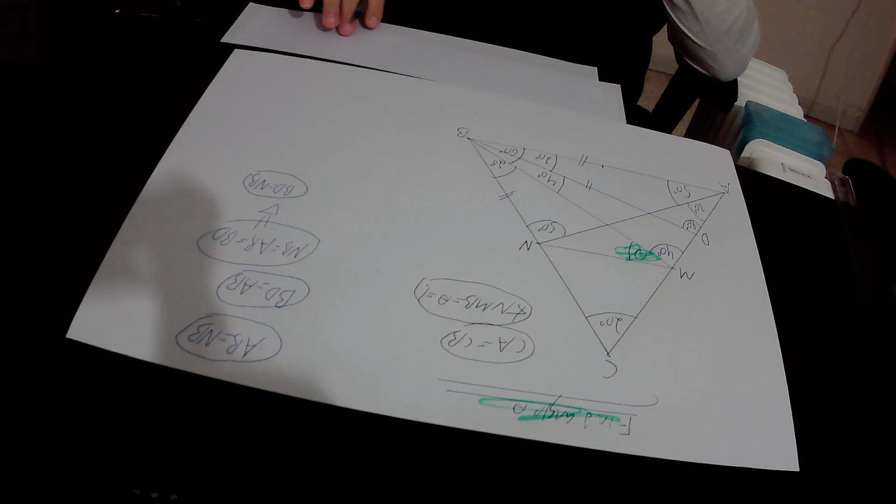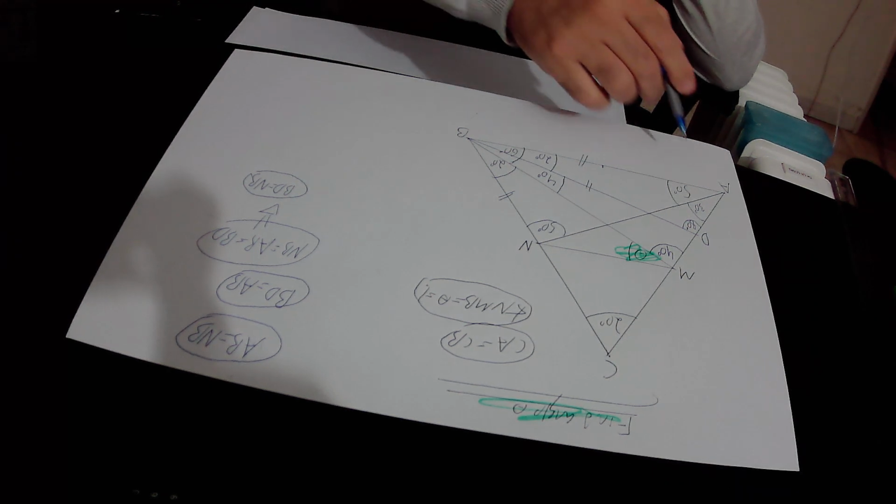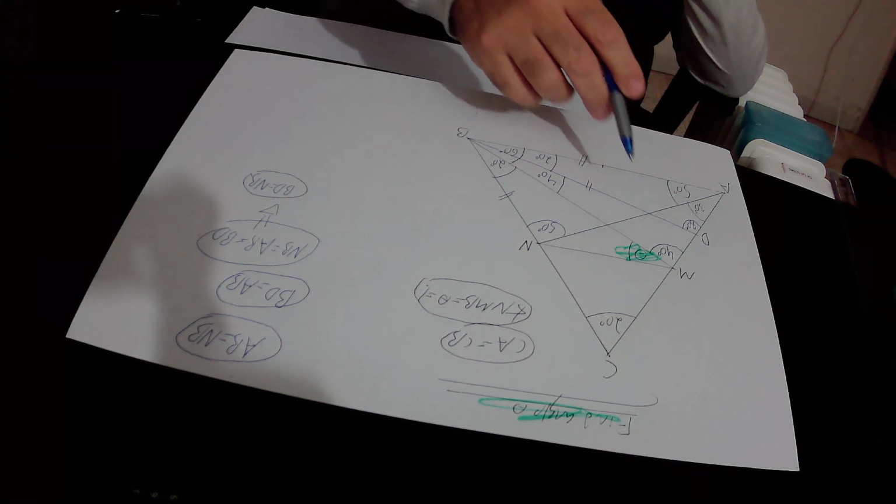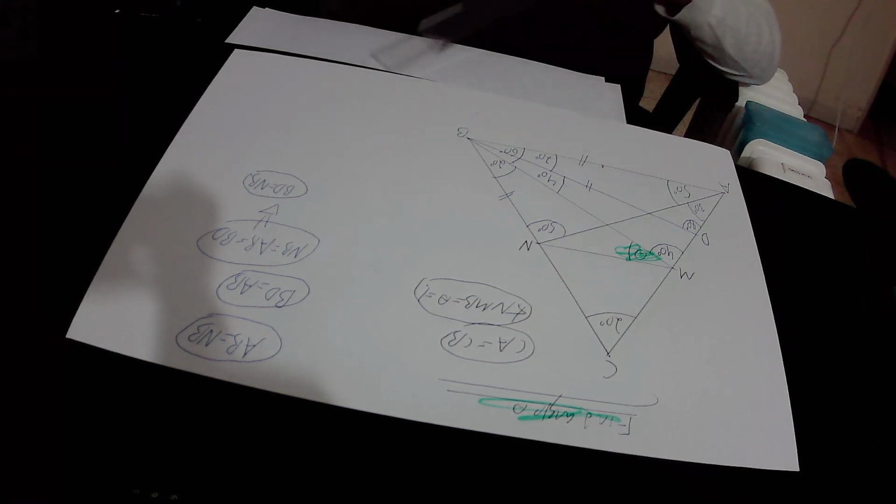In the next step, we focus on triangle DMB. So I copied this triangle DMB in a new page and we will analyze it.